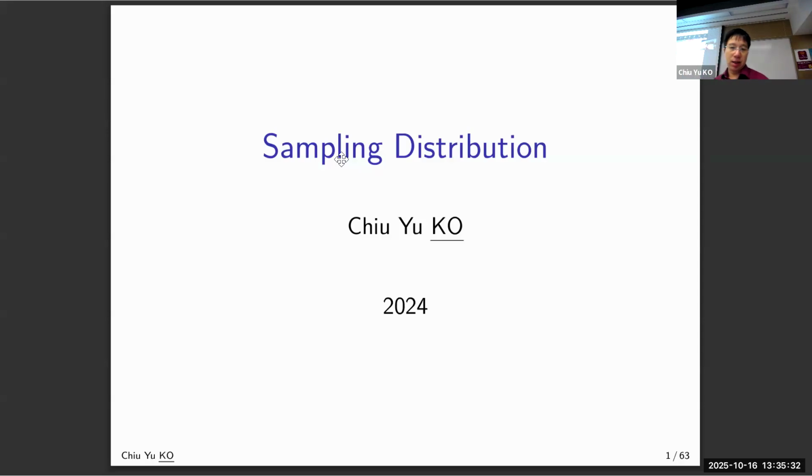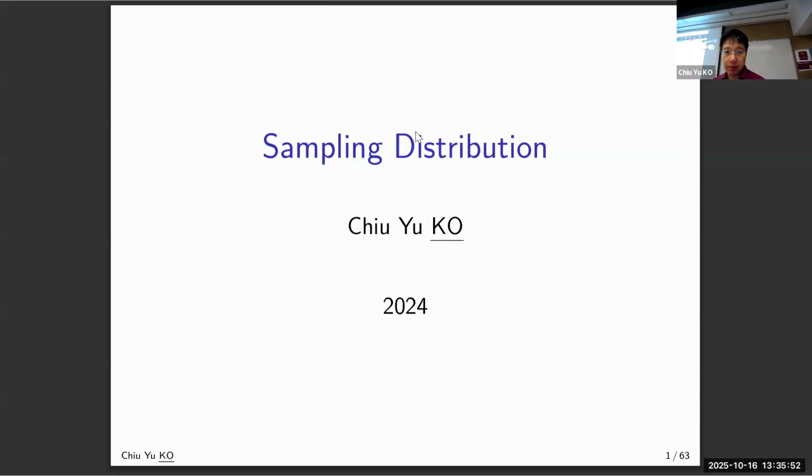Okay. And the idea is that we try to look at what the sample mean looks like, right? What is the mean of the sample mean? What is the variance of the sample mean? And what is the distribution of the sample mean? And that's the main thing.